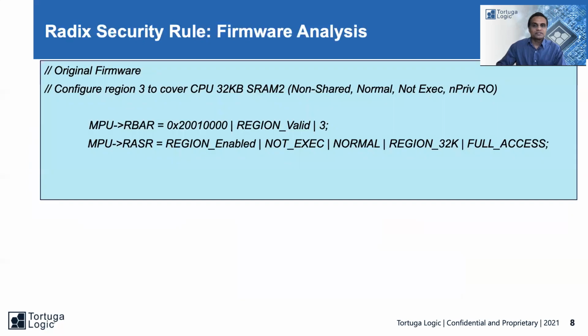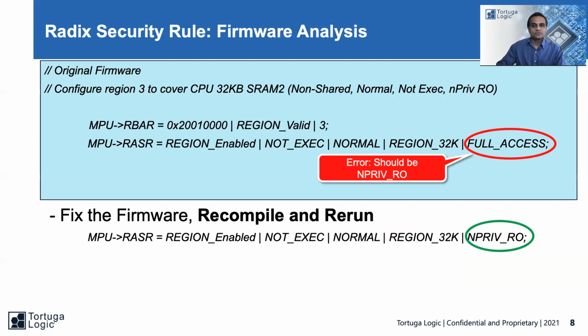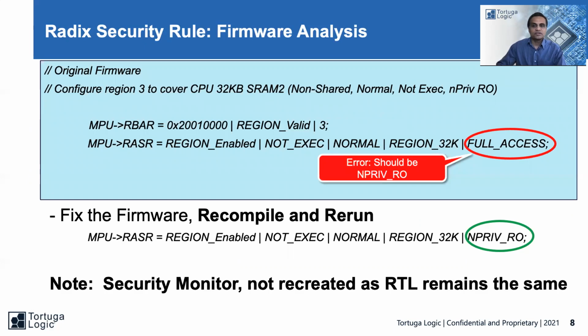As the protection mechanism was programmed in the memory protection unit, examining the firmware for access privilege to the SRAM2 memory range exposes the bug. The memory protection unit was incorrectly programmed for full access in unprivileged mode. The code is fixed to allow read-only accesses in unprivileged mode to the SRAM2. The security monitor does not have to be recreated as only the firmware is modified and the RTL for the design stays the same. The simulation is now rerun with the fixed firmware.